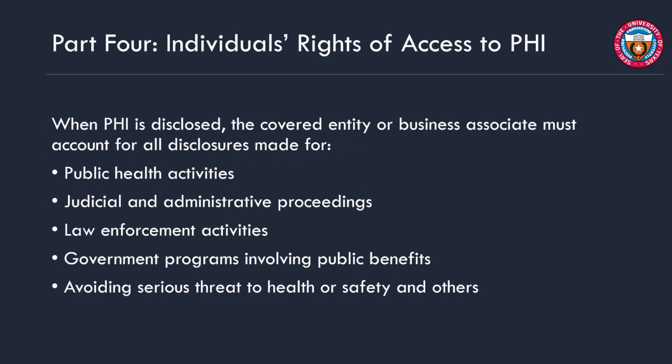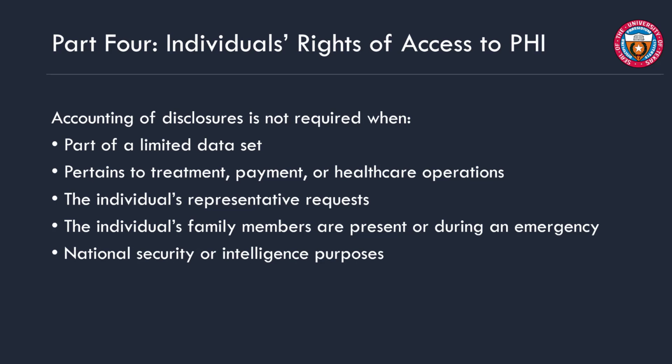When PHI is disclosed, the covered entity or business associate must account for all disclosures made for public health activities, judicial and administrative proceedings, law enforcement activities, government programs involving public benefits, and avoiding serious threat to health or safety, and others. Accounting of disclosures is not required when it is part of a limited data set, when it pertains to treatment, payment, or healthcare operation, when the individual's representative makes the request, when the individual's family members are present or during an emergency, and for national security or intelligence purposes.